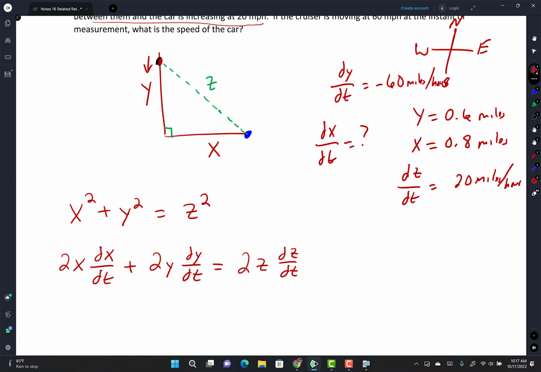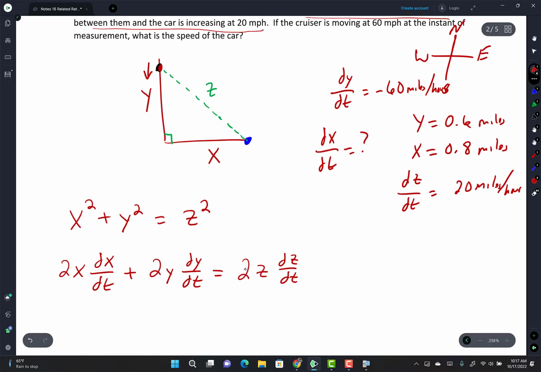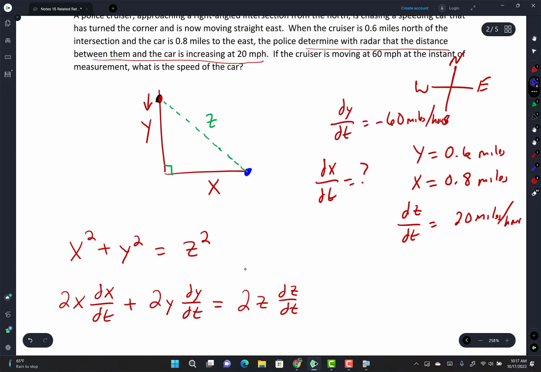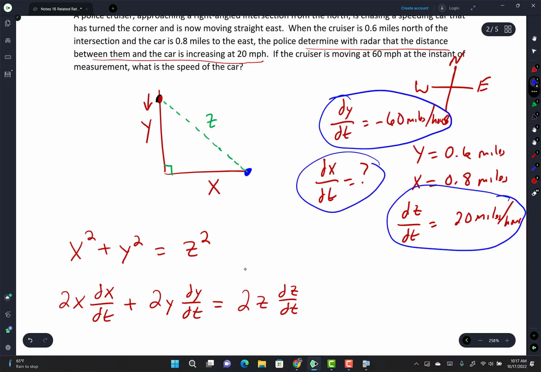Are we okay? Good question. All of these that I have, you see how I have dy/dt already given at 60 miles per hour, and you see how I have dz/dt already, and I want dx/dt? All of them have a t on it. Because all of them have a t on it, I know that I have to take the derivative with respect to time. Does that make sense?